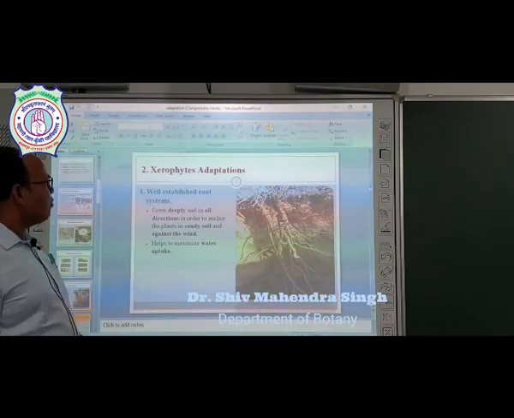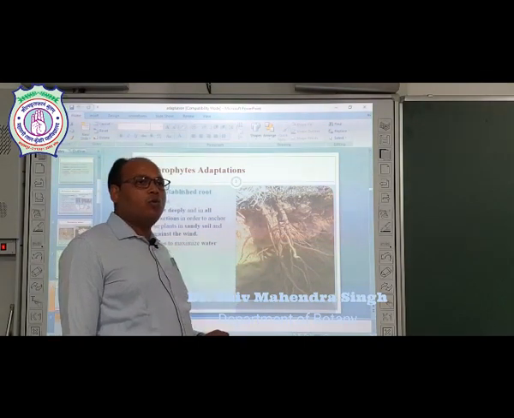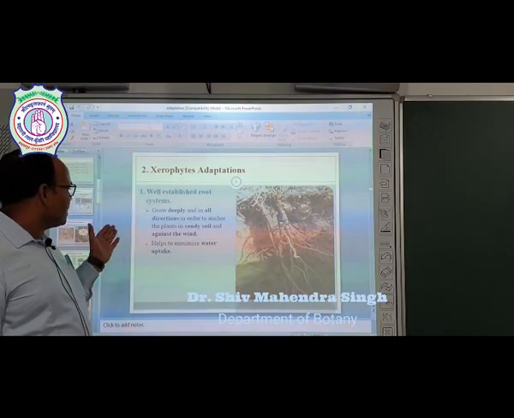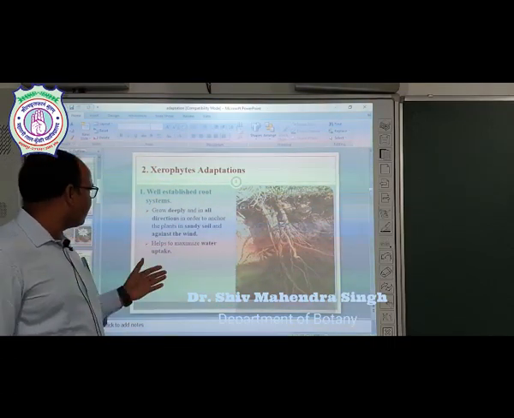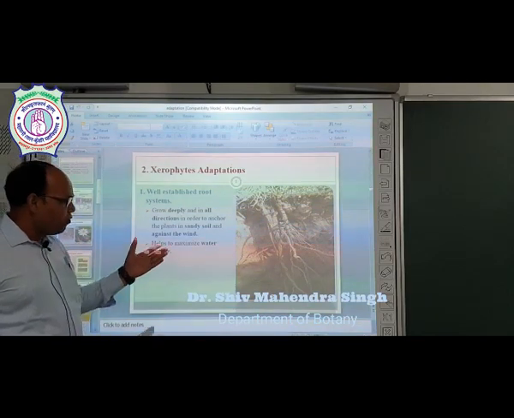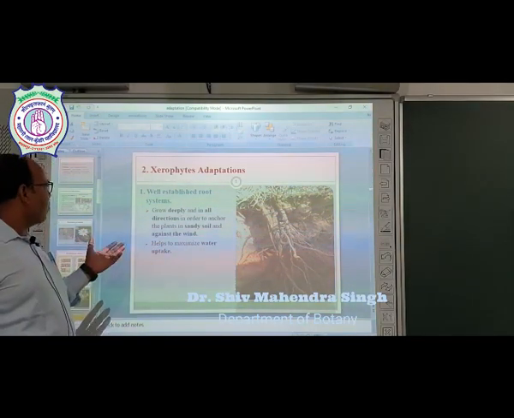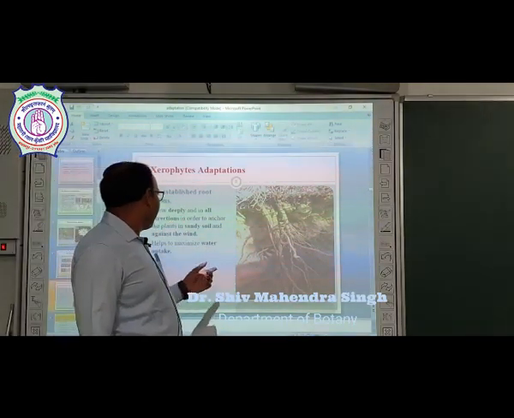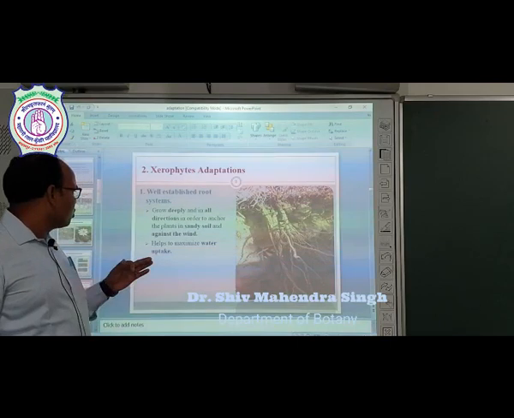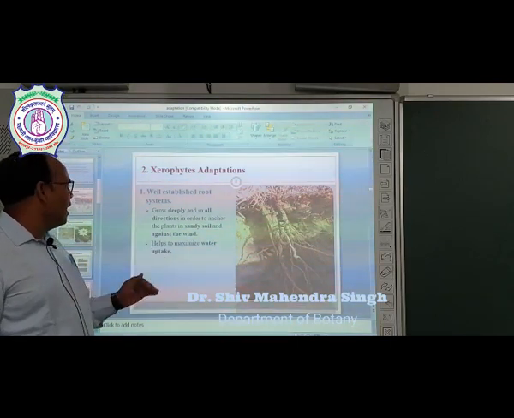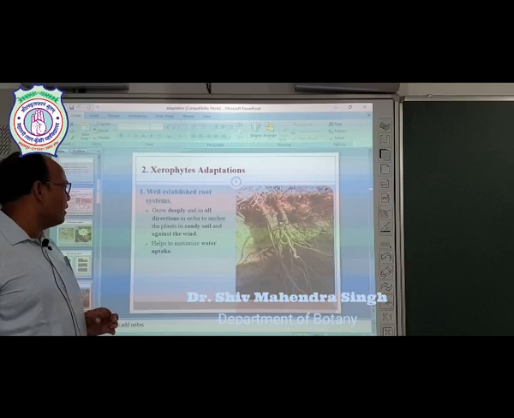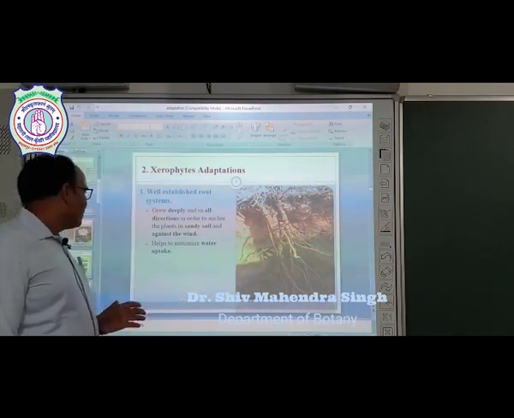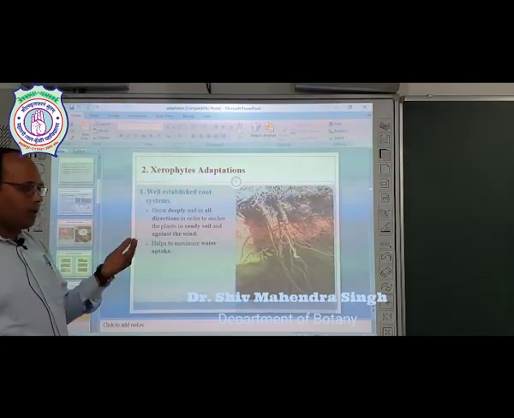The next one is xerophytic adaptations. How do xerophyte plants adapt to their environment? These characters are shown in the morphology of xerophytic plants. Well established root systems: xerophytic plants have a well established root system that grows deeply in all directions in order to anchor the plant in sandy soil and against the wind, which helps them maximize water uptake.